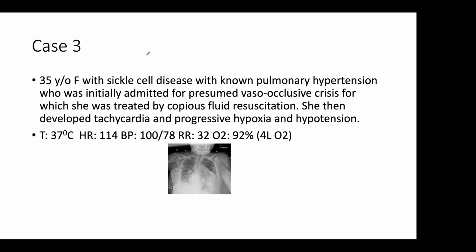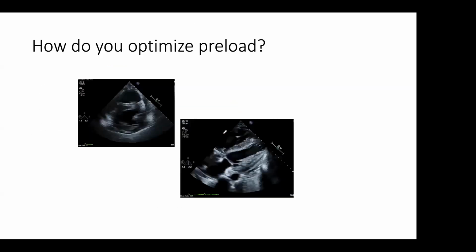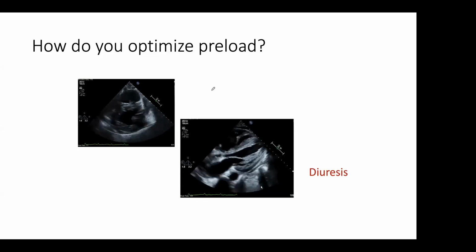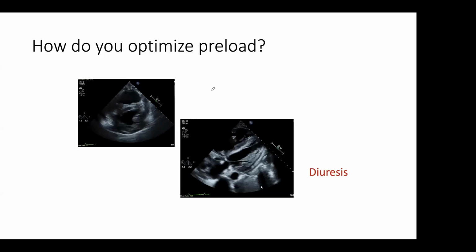And then our last case, right, the 35-year-old with sickle cell pulmonary hypertension who received a lot of fluid and then became progressively hypoxic and hypotensive. And take a look at this chest x-ray, how it's very evident of pulmonary edema. In this kind of cases, you truly want to optimize the preload by considering diuresis and taking off some of those congested fluid so that you can, again, relieve the effect of interventricular dependence by decongesting the right ventricle.